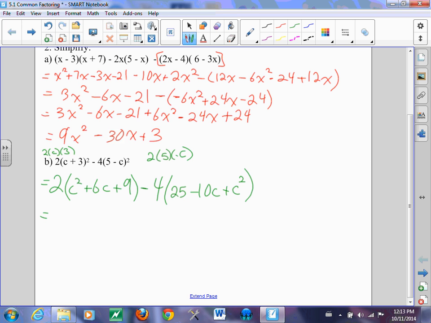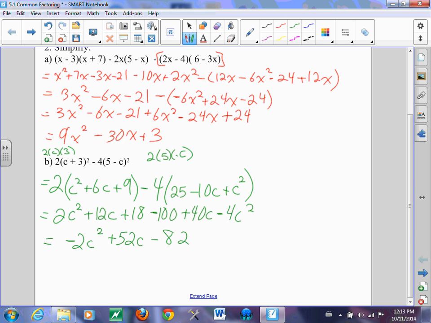Once you've done that, ladies and gentlemen, we can do distributive law, so it's going to be 2c squared plus 12c plus 18 minus 100. Watch the negative sign here. Negative times negative becomes a positive 40c and minus 4c squared. Now collect like terms, ladies and gentlemen. You're going to have negative 2c squared plus 52c minus 82.